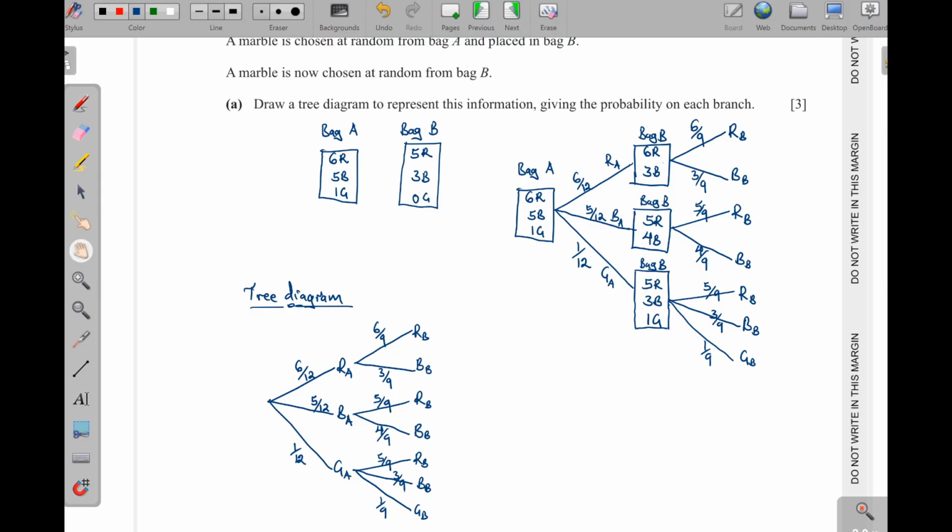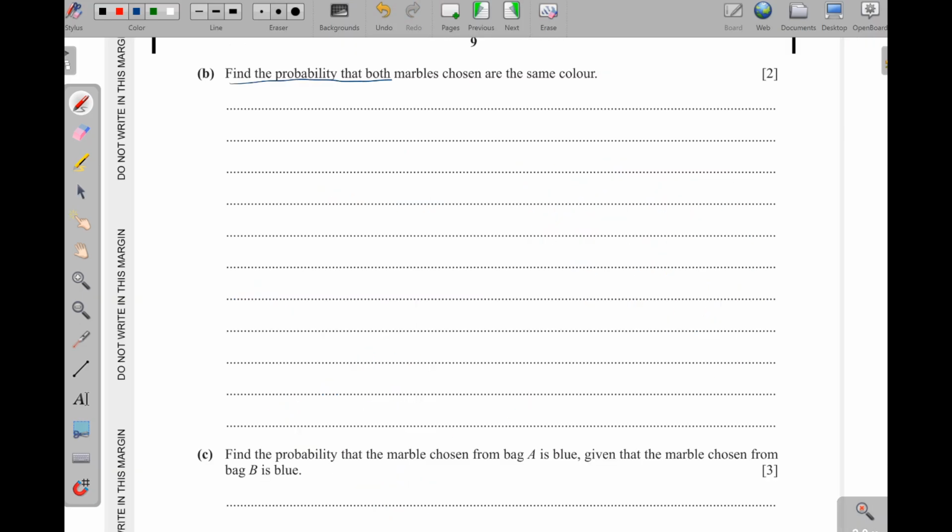Okay, so that is that. This one was just for working out, with these boxes. In the tree diagram, we don't need these boxes, that's why I have taken them out, and then we are taking this one. Part B, find the probability that both marbles chosen are of the same color.